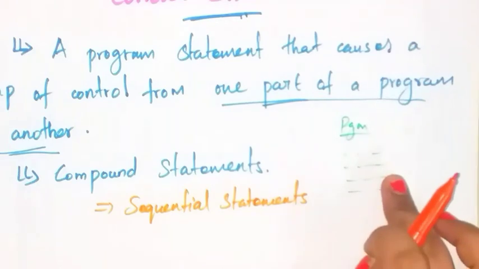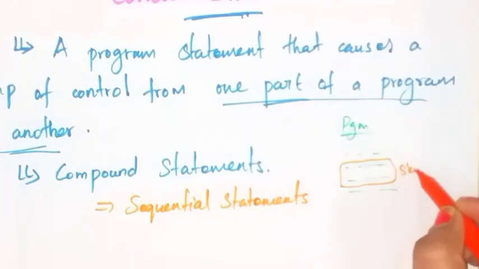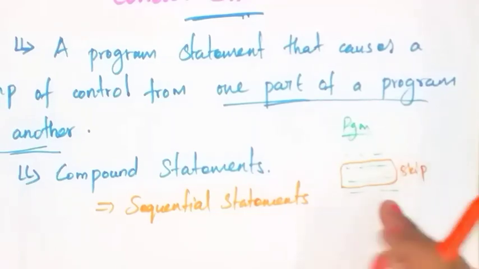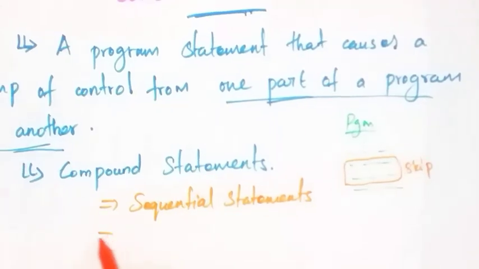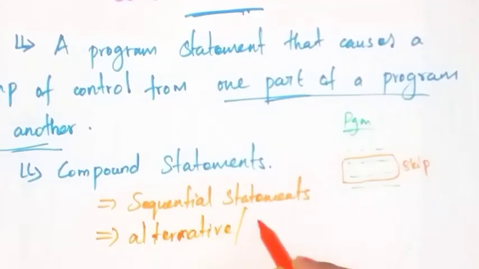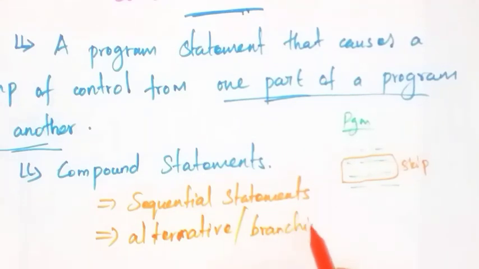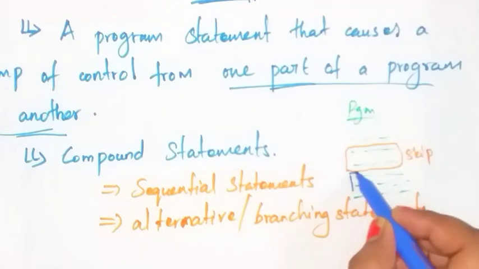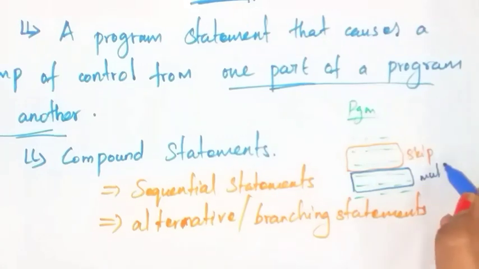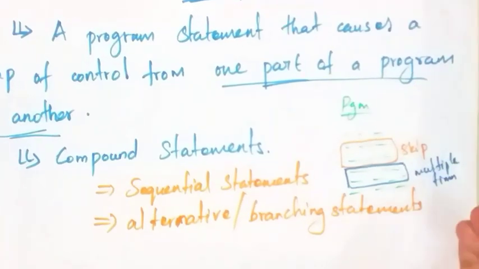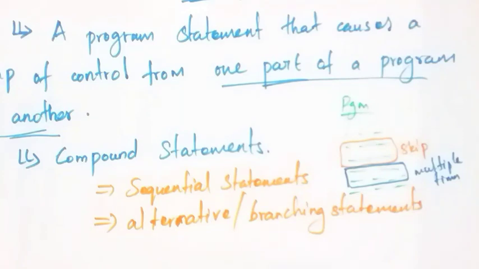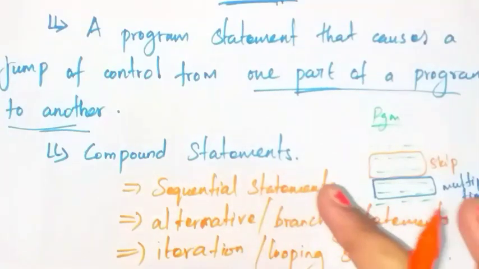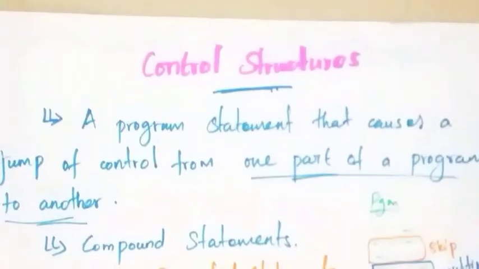But in some places, we need to skip some set of statements and execute another set of statements based on the condition. Okay. So this type of statements are called alternative or branching statements. Suppose we may need to execute a set of statements multiple times, then that is called iteration or looping statements. So these three types of statements are called control statements.